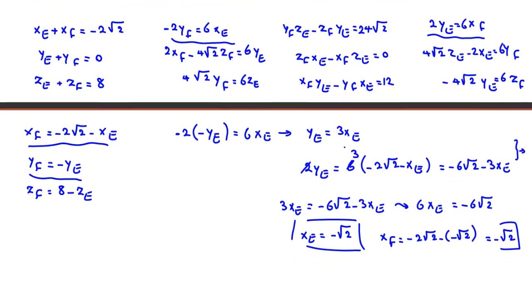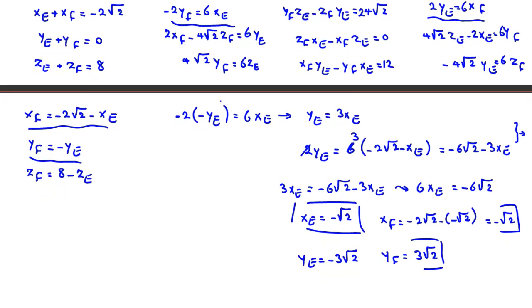Now let's calculate ye. Ye is 3xe, so ye is negative 3 root 2. Now yf is the negative of that. Yf is negative ye, which will be 3 root 2. The last part that is left, zf, ze.